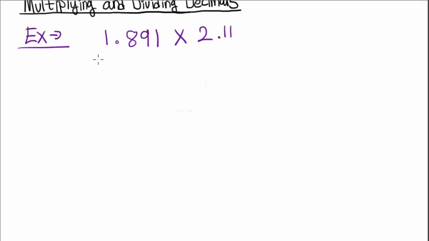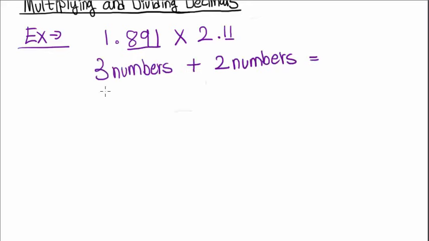In this problem, I have 1.891 times 2.11. Now the first thing that I can do is figure out how many numbers there will be in my final answer after the decimal point. In this case, the first term has 3 numbers, and the second term has 2 numbers. And since 3 plus 2 is equal to 5, my final answer will have 5 numbers after the decimal point.